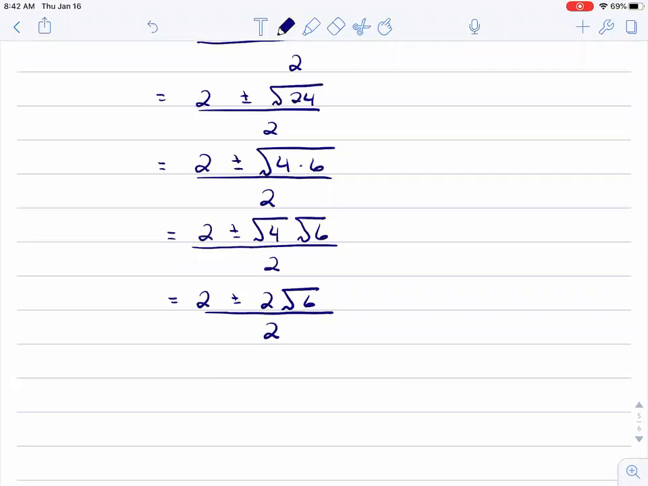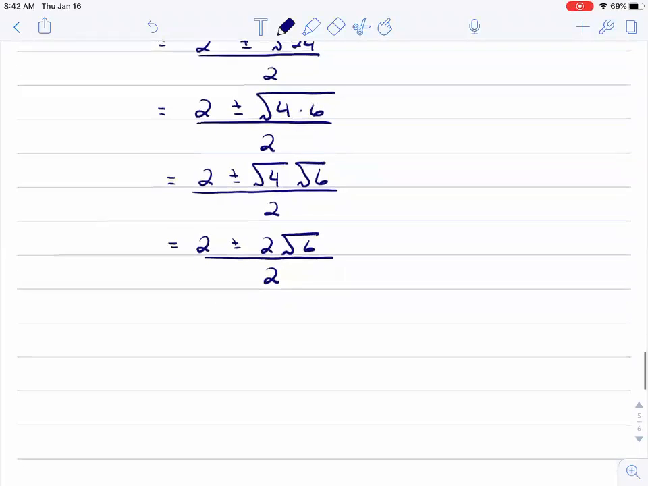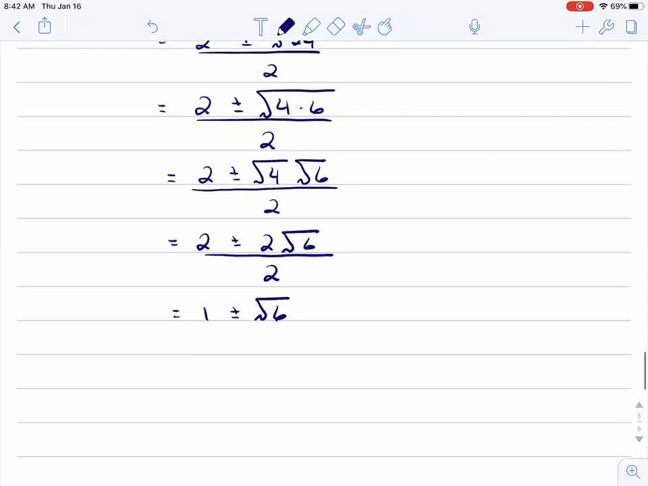Now, because I have a 2 on both sides of the plus minus, I'm allowed to cancel that 2 in the denominator. And so now I get 1 plus minus 1 times root 6. So it's either going to be 1 plus root 6 or 1 minus root 6. Both of those are solutions, right?